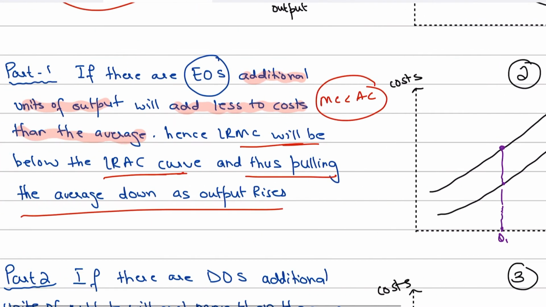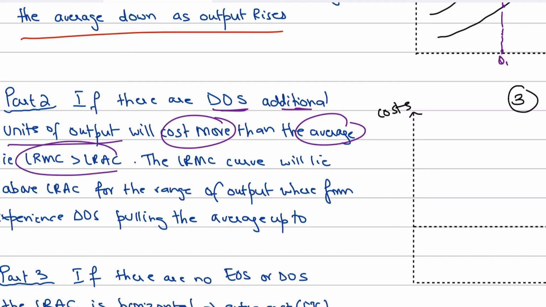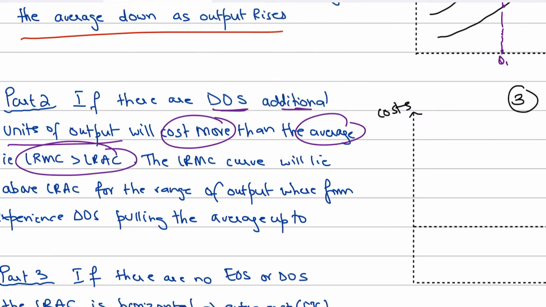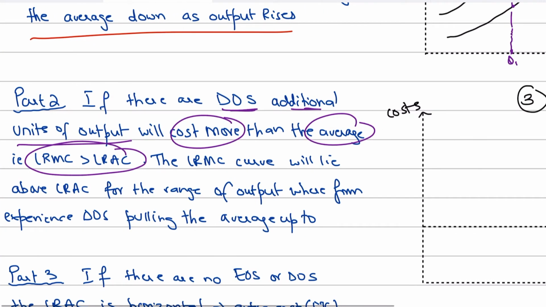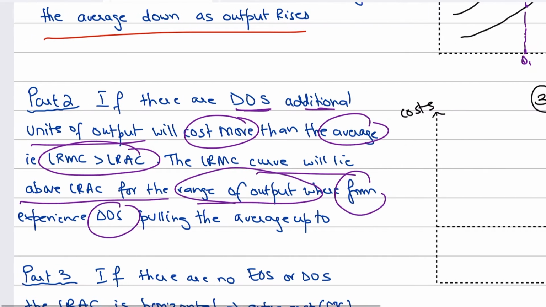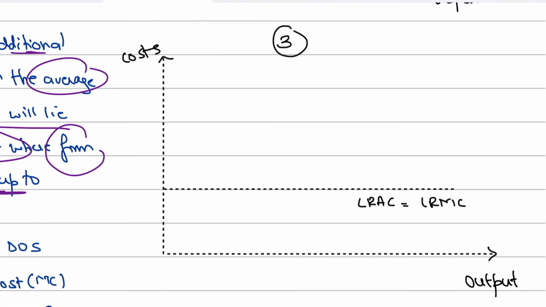Now, guys, I've written this as well: if there's diseconomies of scale, additional units of output will cost more than the average, right? So it simply means your long run marginal cost is more than your long run average cost. In this case, the long run marginal cost curve will lie above the long run average cost curve for that range of output where the firm is experiencing diseconomies of scale, and that's pulling the average up as well, right? Understood? Simple.